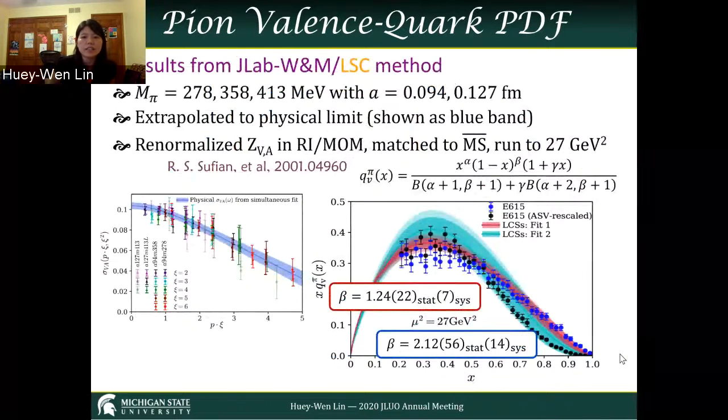And then recently, earlier this year, there was an update of this calculation with a proper physical pion mass extrapolation, and they come up with a very different exponent.